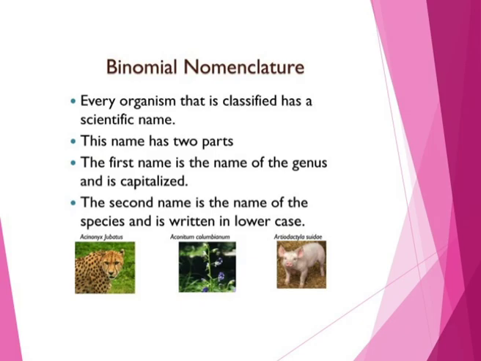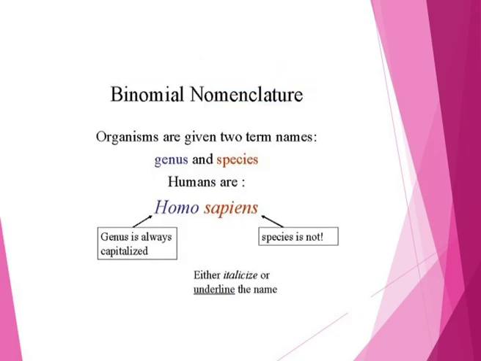This name has two parts. The first name is the name of the genus and is capitalized. The second name is the name of the species and is written in lowercase. If you look at this example, Homo sapiens, that is the scientific name of human beings. So here Homo is the genus name, sapiens is the species name.